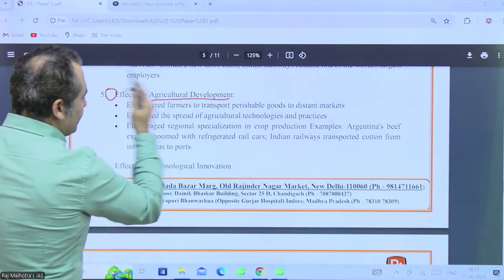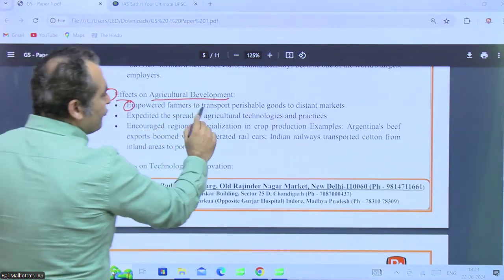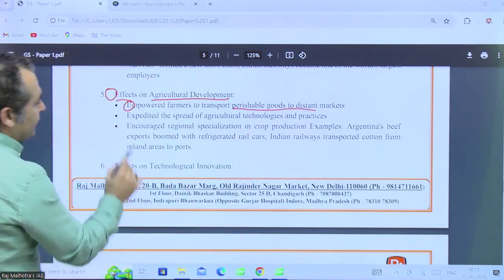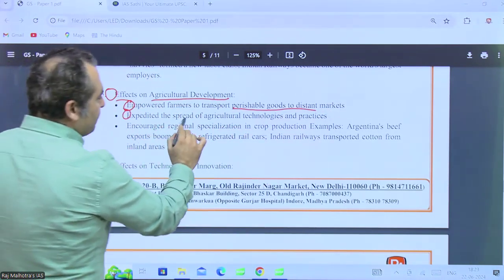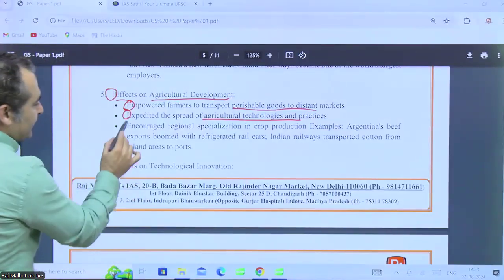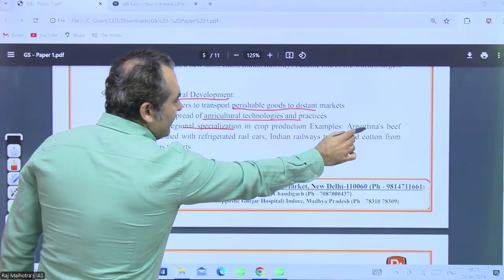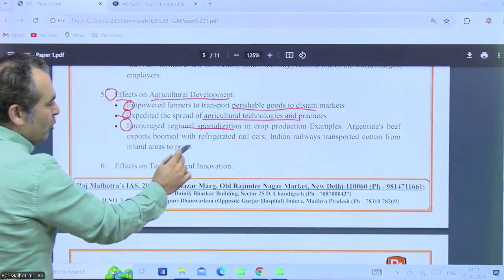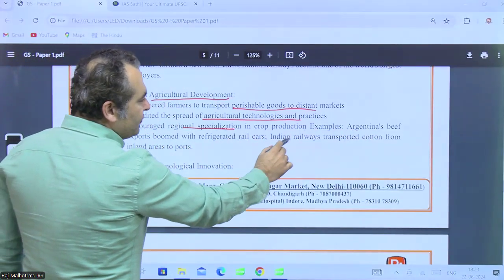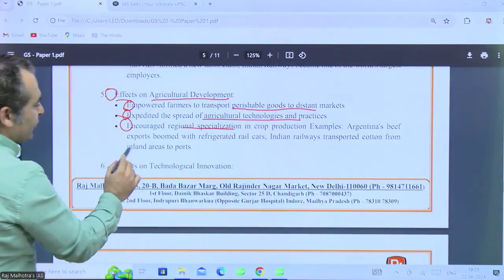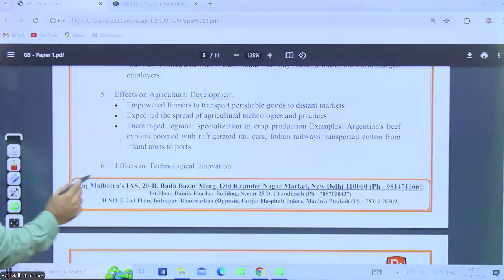Effects on agricultural development: empowered farmers to transport perishable goods to distant markets, expedited the spread of agricultural technologies and practices, encouraged regional specialization in crop production. Example, Argentina's beef exports boomed with refrigerated railcars. Indian Railways transported cotton from inland areas to ports.